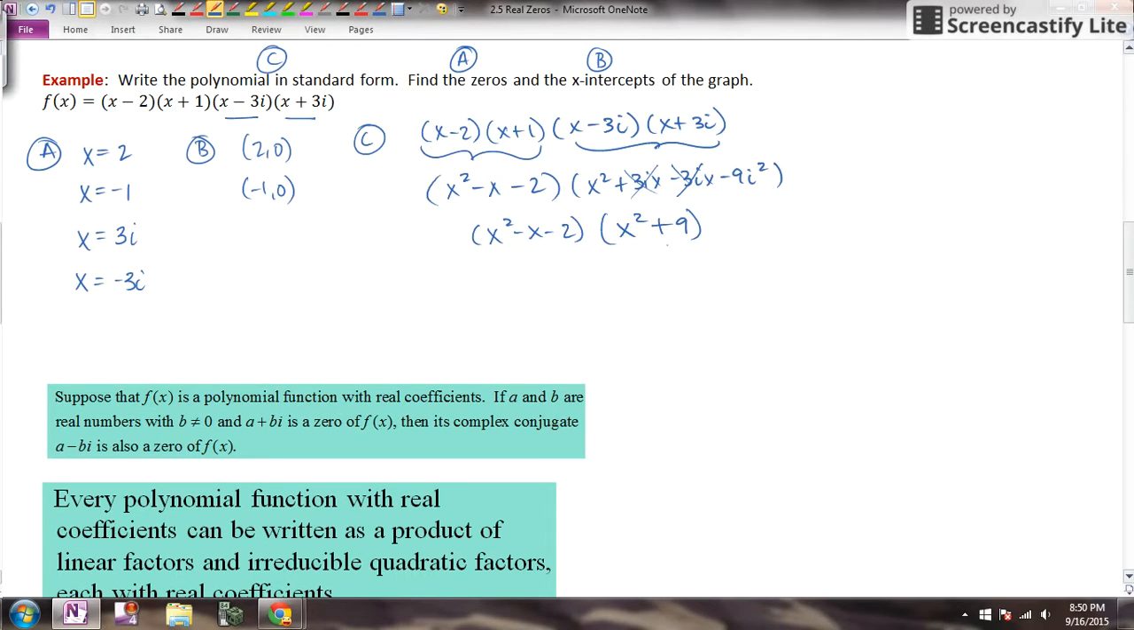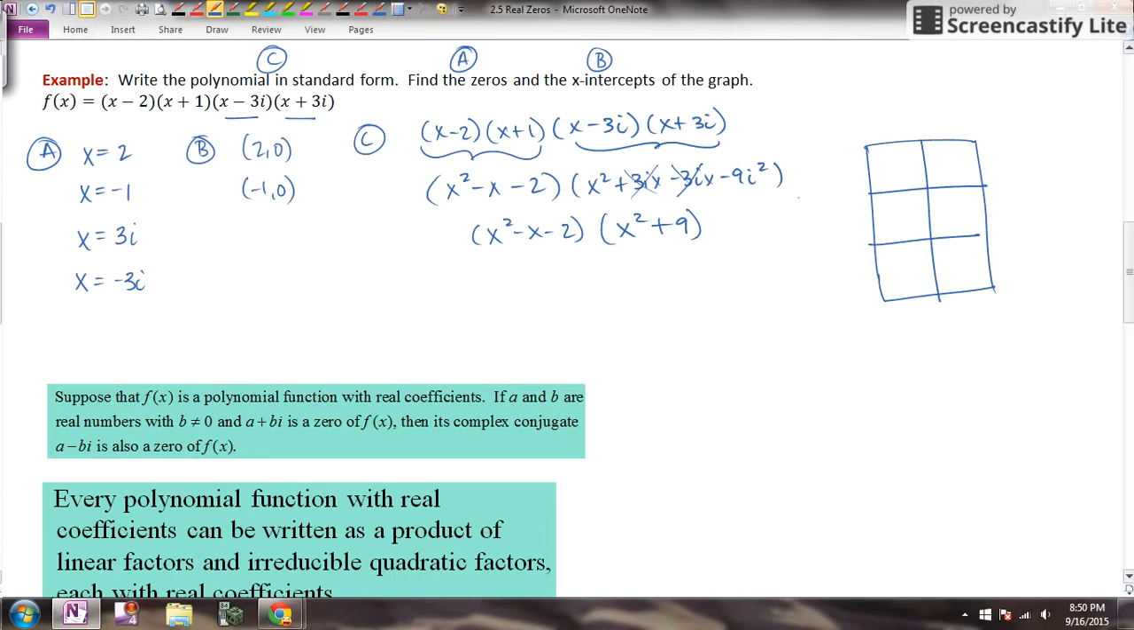And look at how pretty. All the imaginary numbers are gone, and we're feeling a whole lot better. In fact, I can still continue to FOIL this out. So some of you I know like that box method. I'm going to show you the box method in case you want it. It is just FOILing, but it's just kind of like a pretty FOIL.